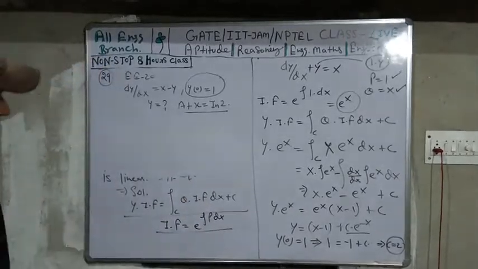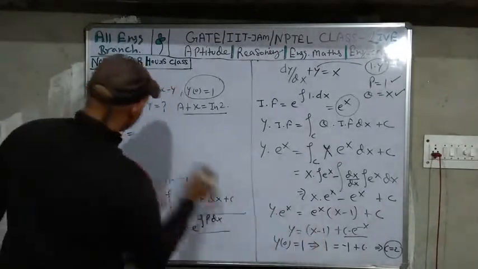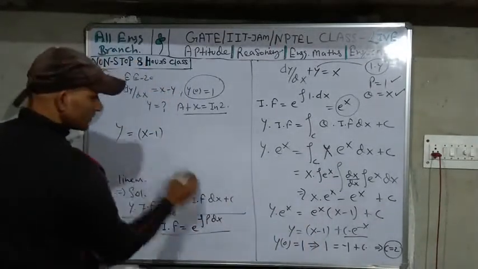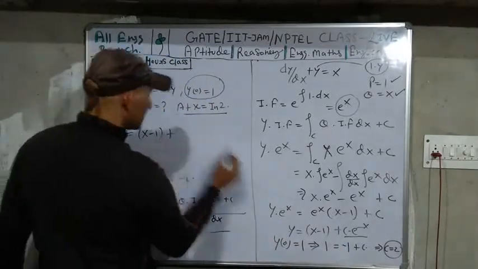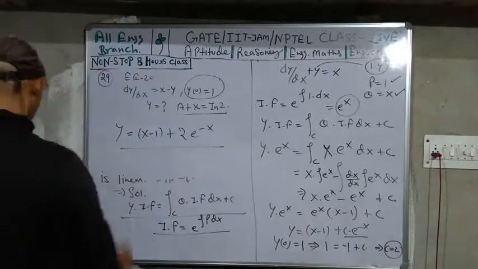So your answer is y is equal to x minus 1 plus, in place of c, 2 e to the power minus x. This is your answer.